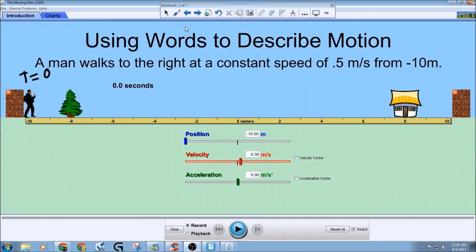In our first example, I'm going to draw a man moving to the right from a position of -10 meters. He walks in the positive direction at 0.5 meters per second. So our 0 is already marked. We've marked where he's starting at time t equals 0. And now I'm going to go ahead and start the simulation. And I'm going to use a time interval of every 5 seconds.